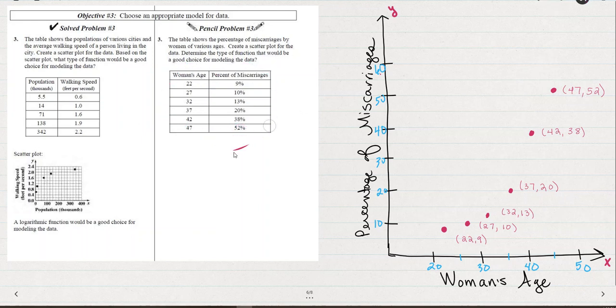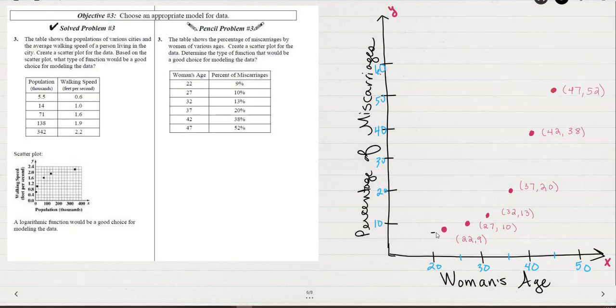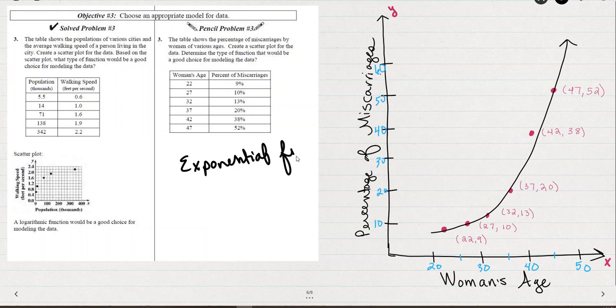So it looks to me like this data is following, if we were to draw in a line of best fit, if we were to draw an approximation of what we think it looks like, so we can speculate on how it's going to continue to grow, that looks like an exponential function, doesn't it? Exponential. So it's an exponential function that models that data.